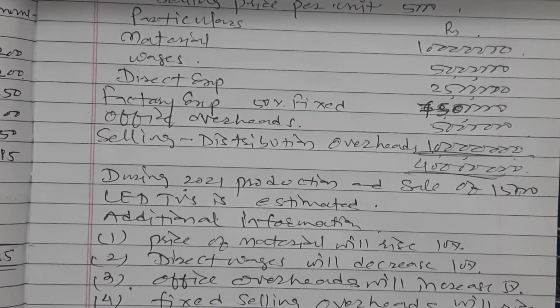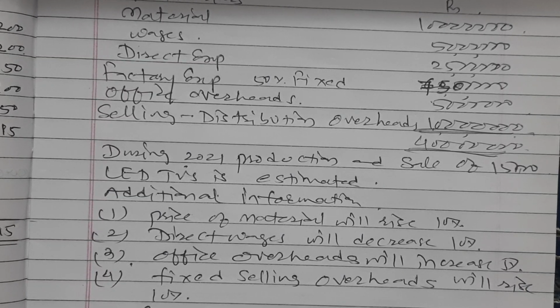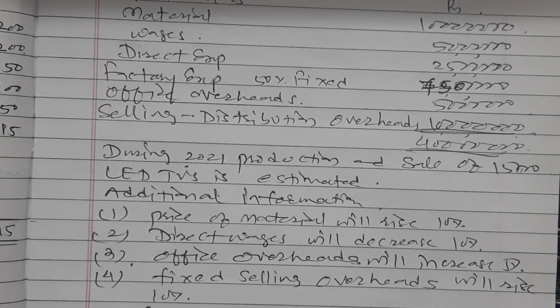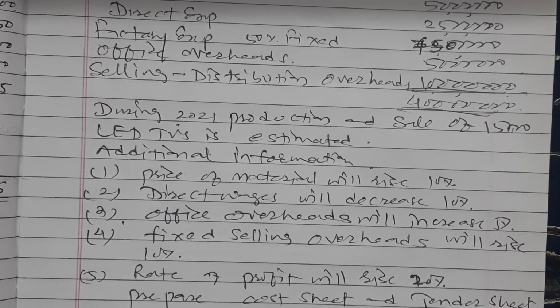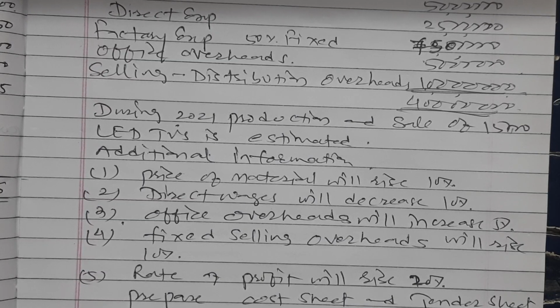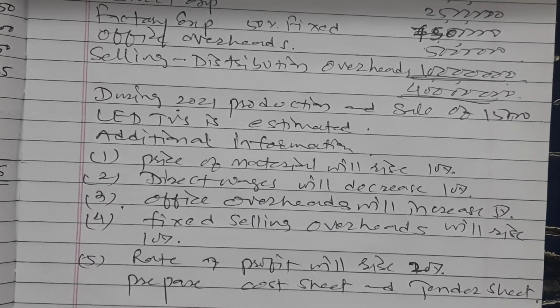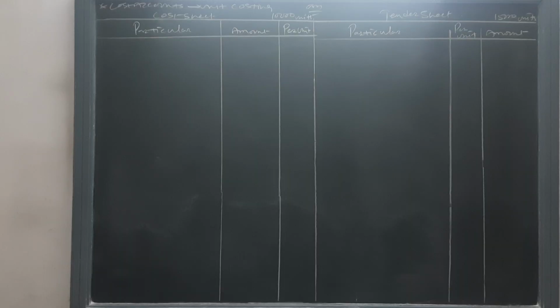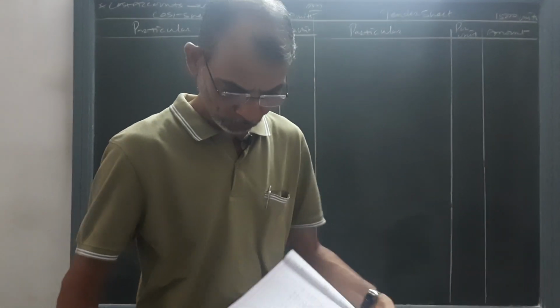In additional information, it is being said that price of metal will rise by 10%, direct wages will decrease 10%, office overheads will increase 5%, fixed selling overheads will rise 10%, rate of profit will rise 20%. Prepare cost sheet and tender sheet. Now students, first of all we will prepare its cost sheet.